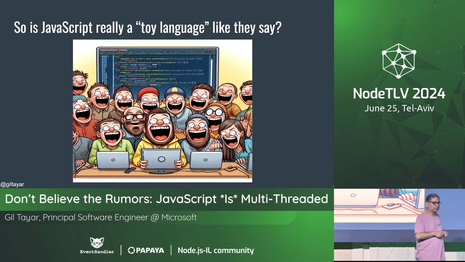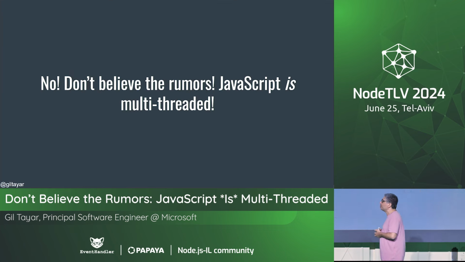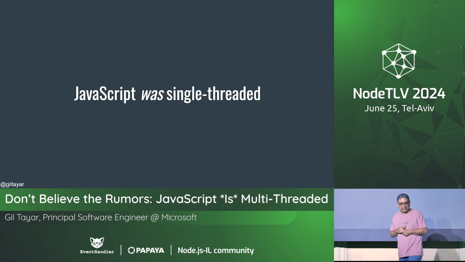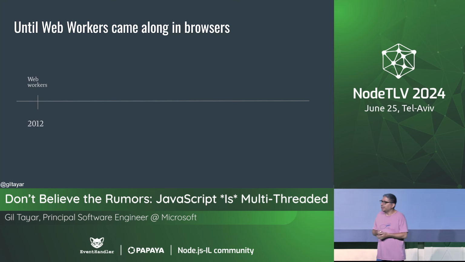single-threaded. So, is JavaScript really a toy language? No. Don't believe the rumors. We are multi-threaded. How? Worker threads. JavaScript was single-threaded until web workers came along. Web workers is a standard in JavaScript.